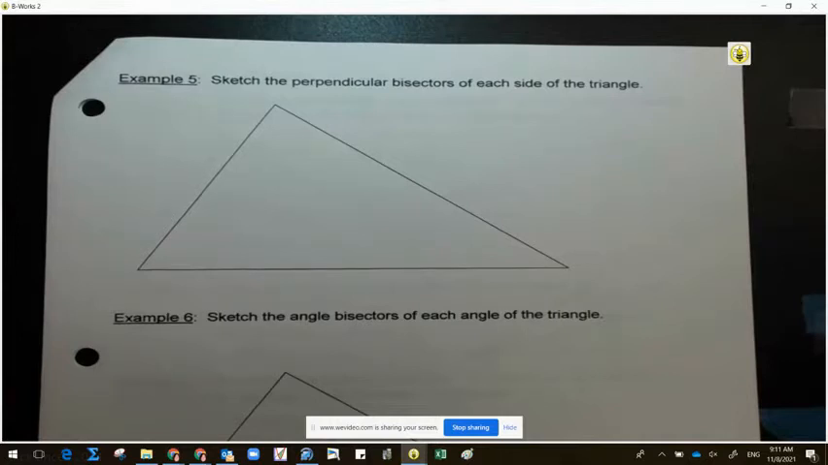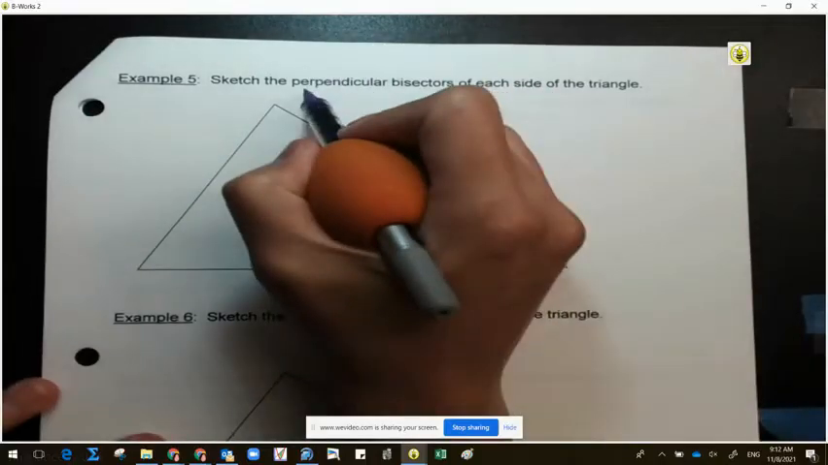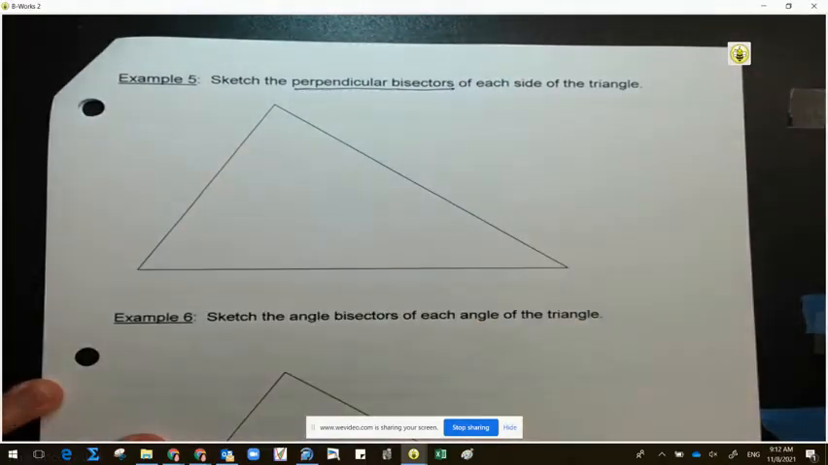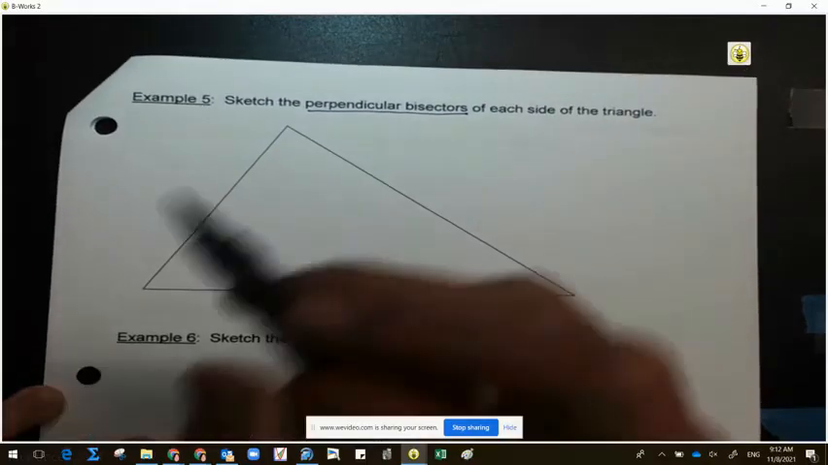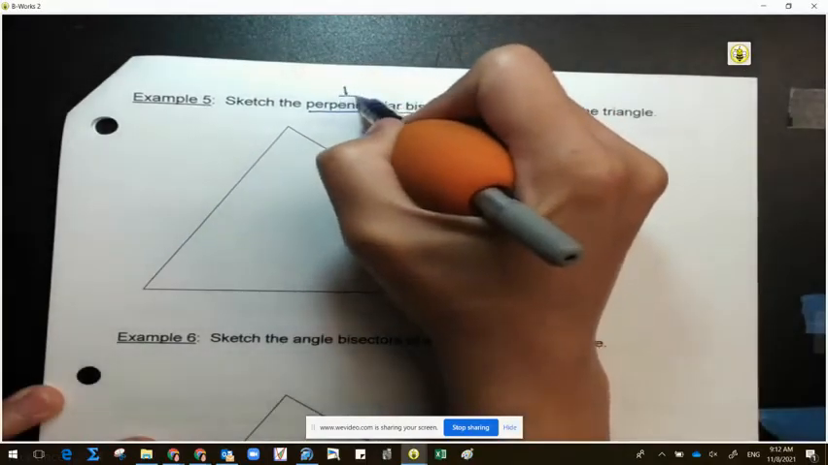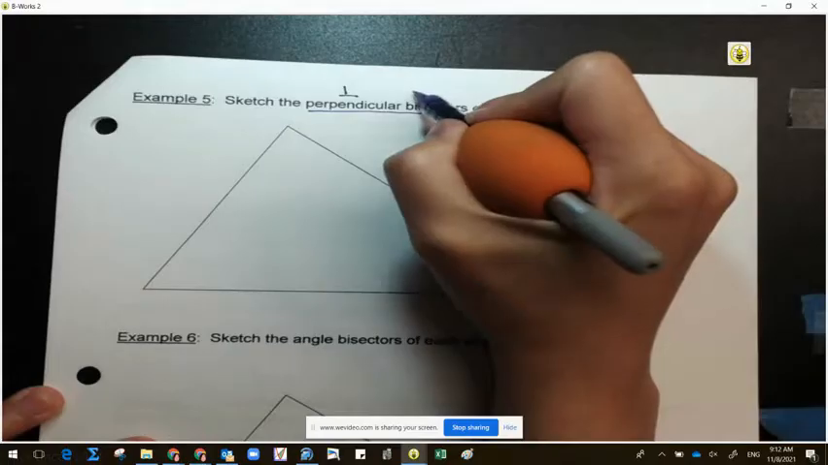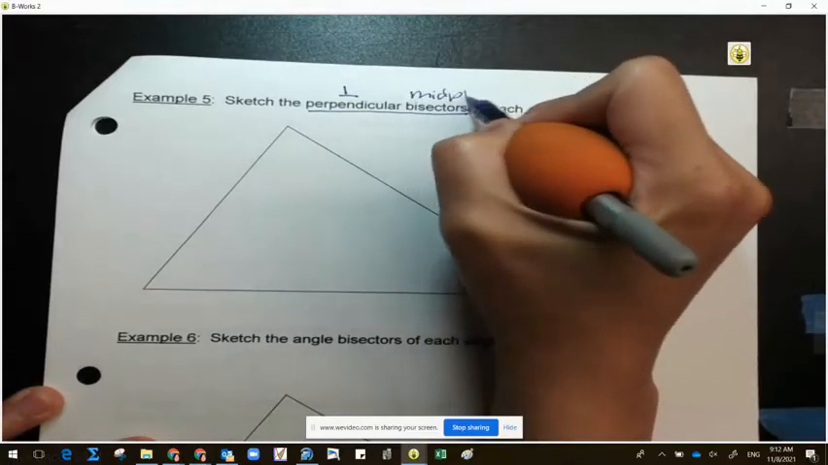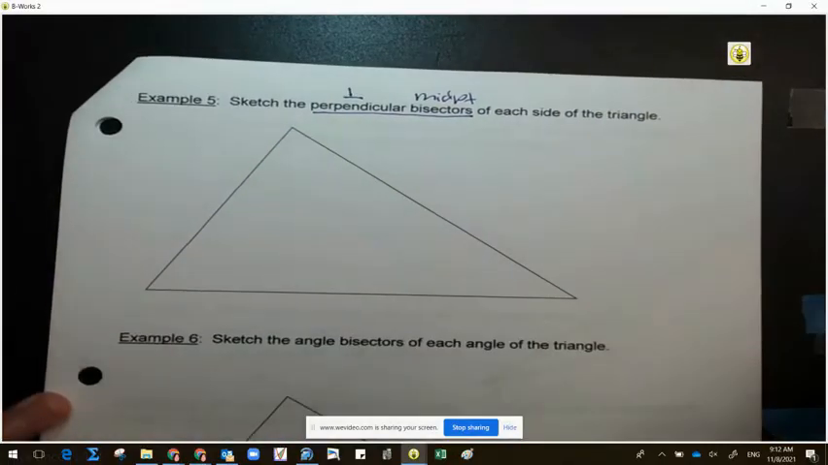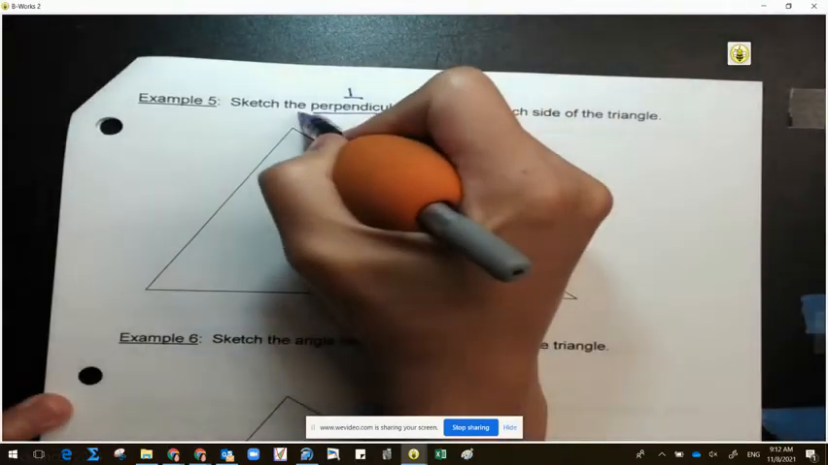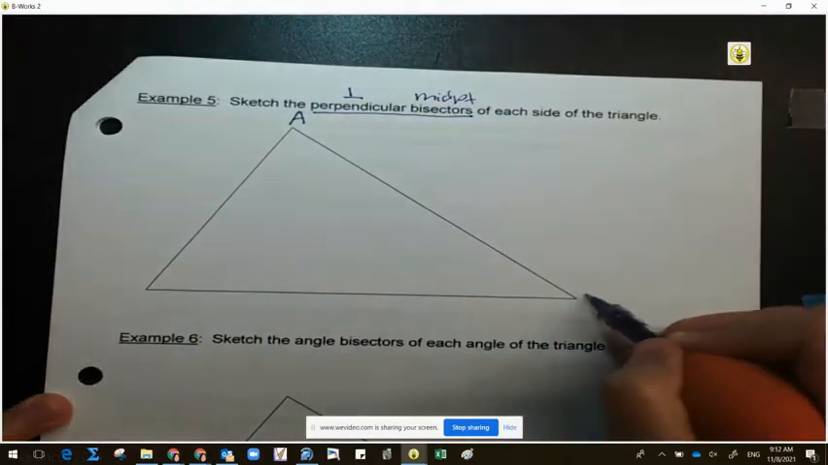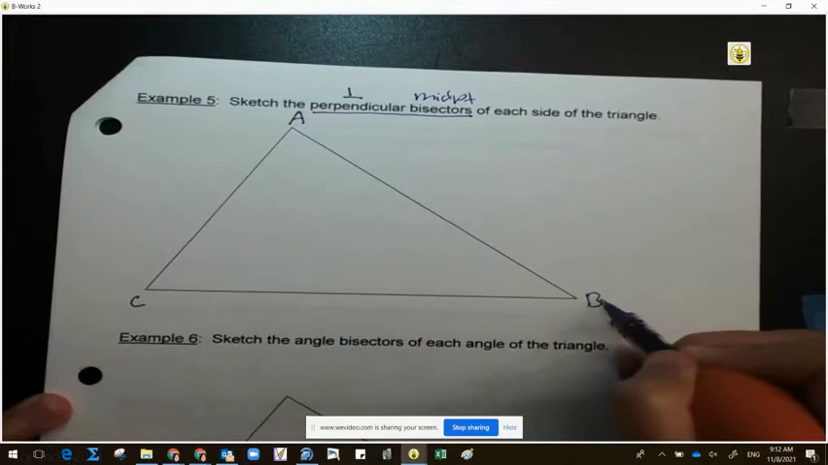So listen to my instructions on 5 and 6. And Macy, let's read number 5 real quick. Sketch perpendicular bisectors of each side of the triangle. All right, we're sketching a perpendicular bisector. So I'm going to need it to be a perpendicular slope, and I'm also going to need a midpoint at some point. And how you name the triangle really in the end doesn't matter, but I like to go from the top and then clockwise, B and C.